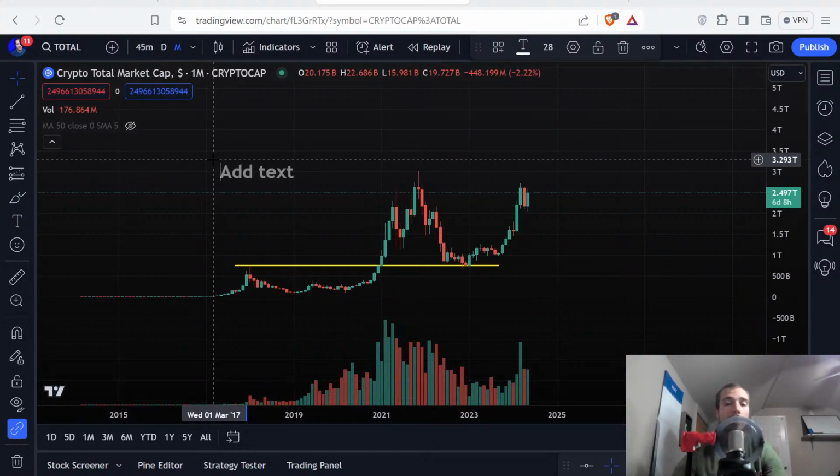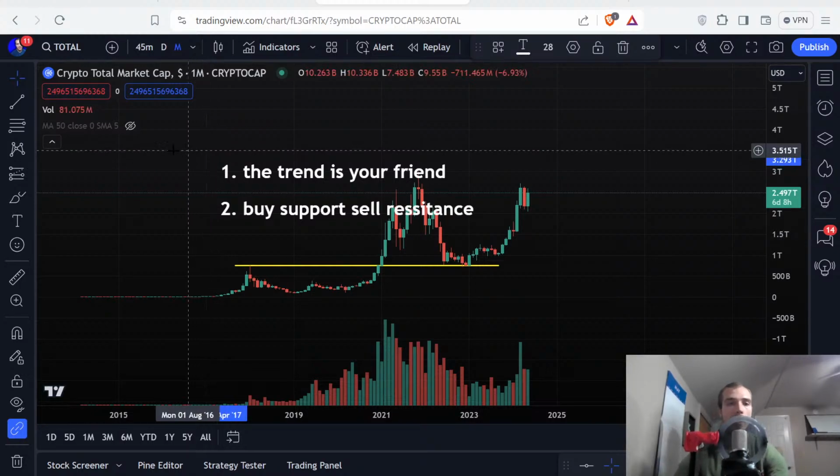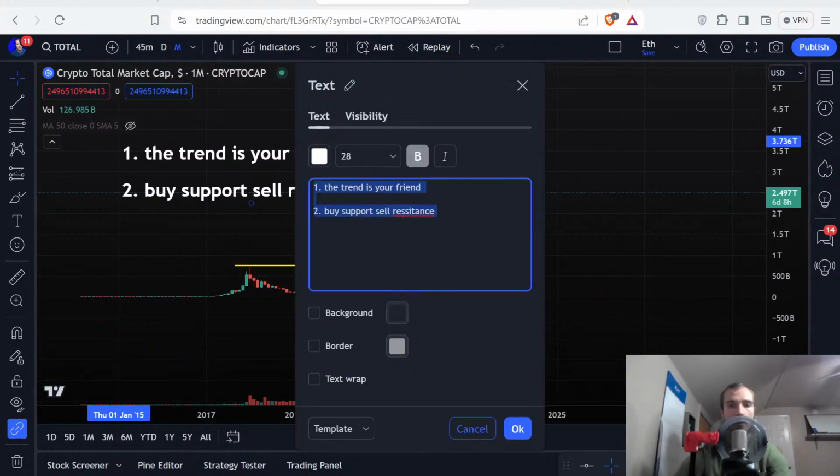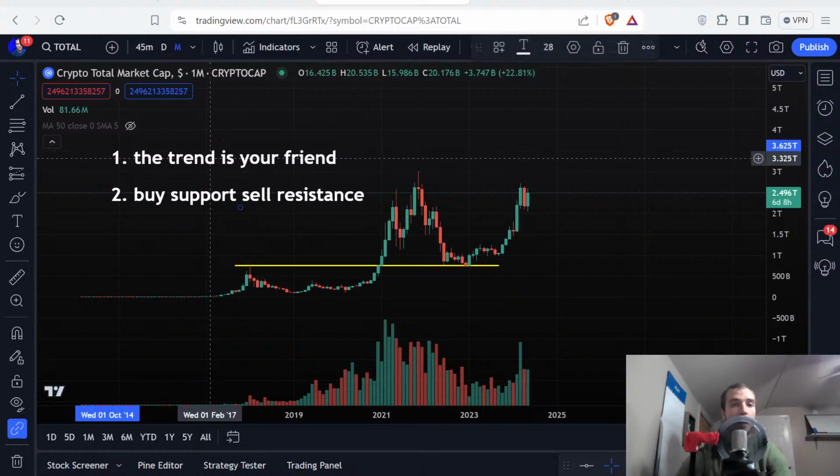It's not like these are in any specific order, but just for fun, we'll say rule number 1 is the trend is your friend. Okay, that's rule number one. Rule number two, buy support, sell resistance. And I'm typing too fast, so I think I need to quickly fix that. You have no idea how many people screw these two things up.